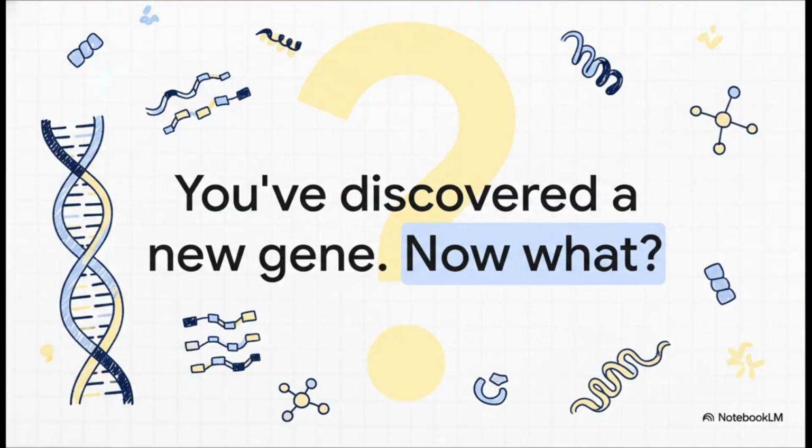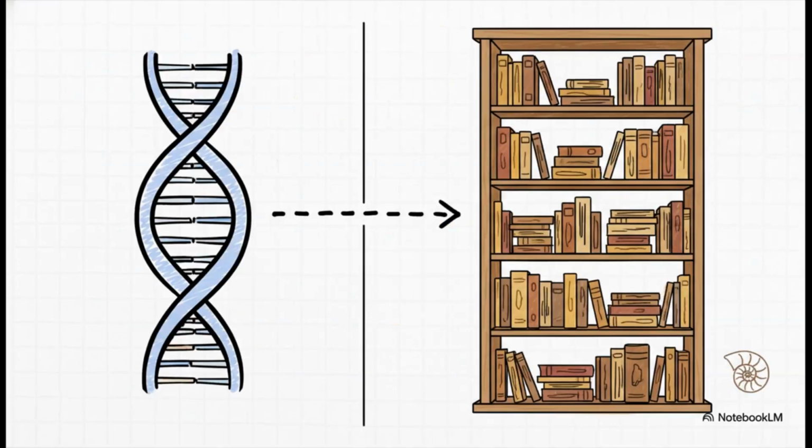Picture this. You're a scientist, you've been working hard in the lab, and you've just discovered a brand new gene. It's a string of code, right? A sequence of letters. But what on earth does it do? What's its job? This is without a doubt one of the biggest questions in all of modern biology. Well, the answer lies in comparison.